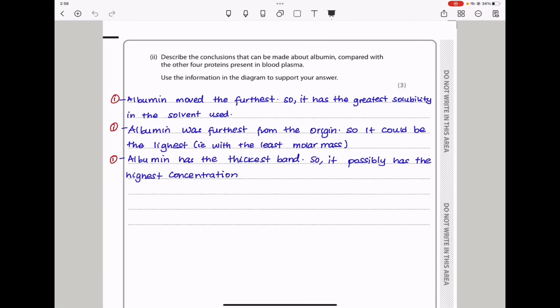Moving on. In part D, describe the conclusions that can be made about albumin compared with the other 4 proteins present in blood plasma.